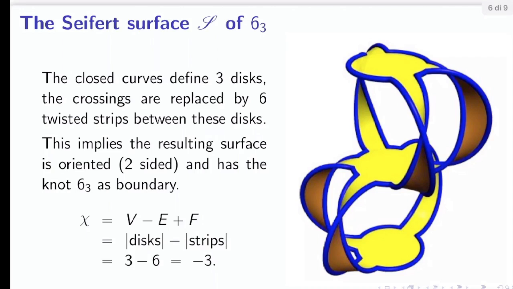So in this case, it's 3 disks, there were these 3 closed curves, or Seifert circles as they're called, and of course the number of strips is the number of crossings, which is 6. So it's 3 minus 6, that's minus 3. That's the Euler characteristic. So we're now close to understanding what this surface is. How can we classify this surface?